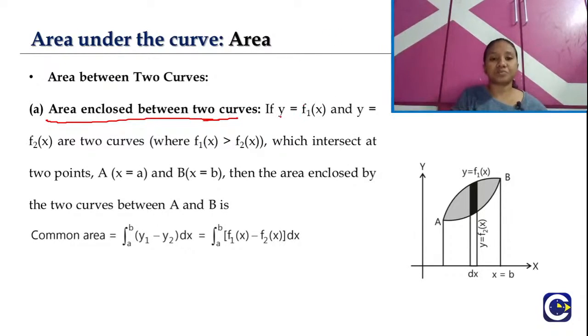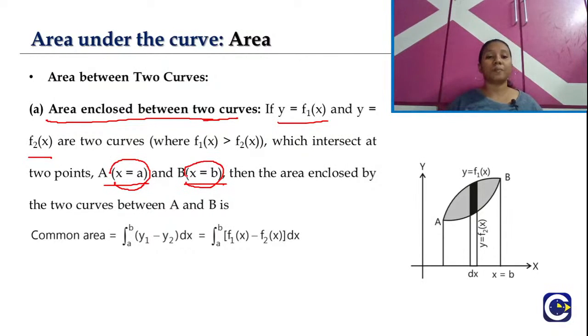So let's see here. If there is a function y which is given by f1(x) and a second function y which is f2(x), these are the two curves. Here they have mentioned that f1(x) is greater than f2(x), which intersect at 2 points. These two curves intersect at 2 points where one x coordinate will be a and the other x coordinate will be b. If the x coordinate is given, you can substitute in the given curve and get the corresponding y value for each of these points.